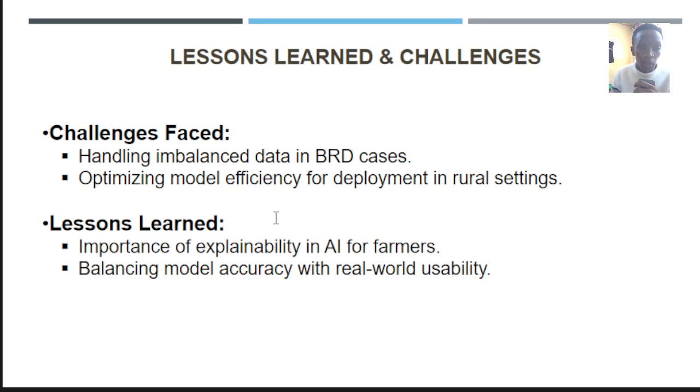Among the challenges we faced were working with unbalanced data and optimizing model efficiency. Through those challenges, we learned a lot: the importance of explainability in AI, and also balancing model accuracy.